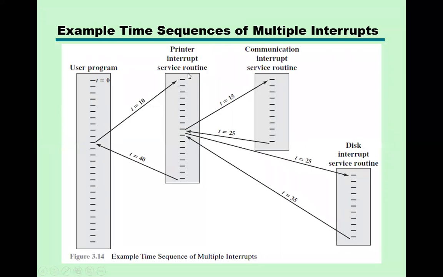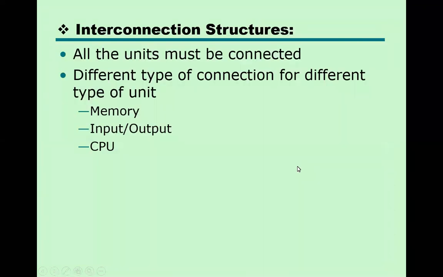And sometimes it could be multiple interrupts. So there is a primary interrupt, and in between there are two different types of interrupt. That time you can say it is a multiple interrupt.